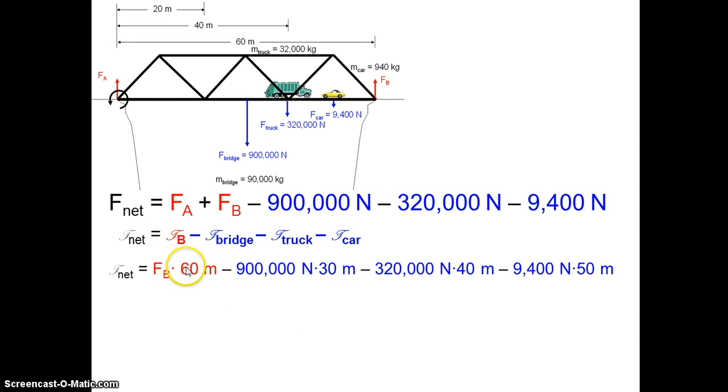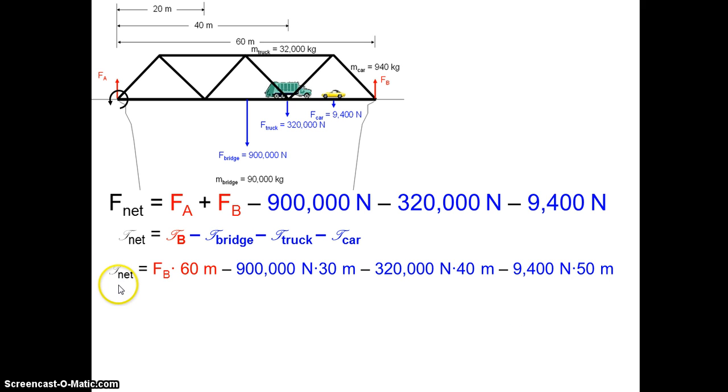It's force times distance times the sine of the angle. Well, the angle for each one of these is 90 degrees. Sine 90 is 1, so it drops out. So it's going to be FB times this distance, 60, minus 900,000 times its distance, which is half of 60, 30, minus 320,000 times its distance, which is 40, minus the force of the car, which is 9,400, times its distance, which is 50. So I'm subtracting all of those.